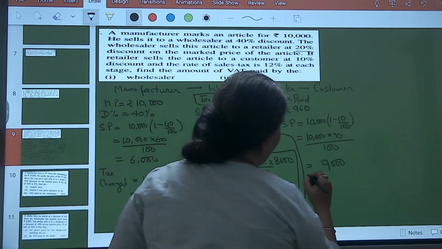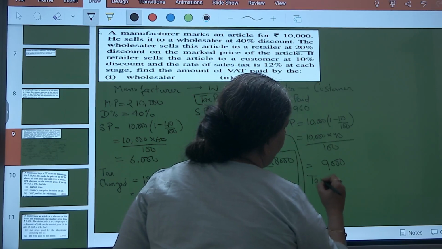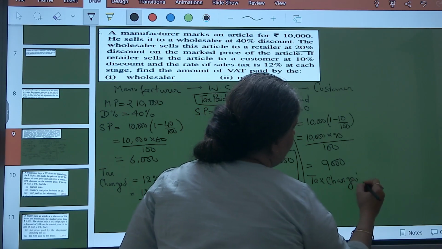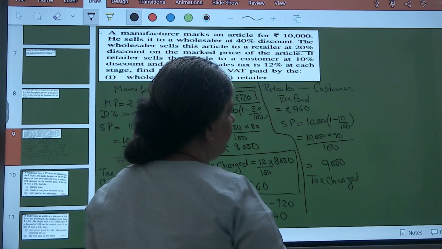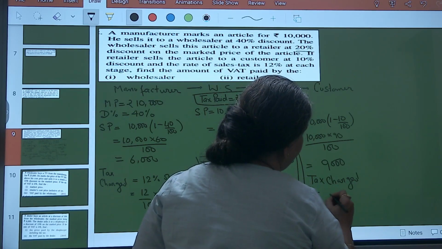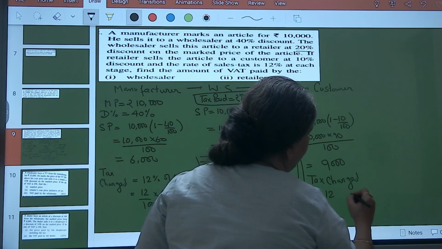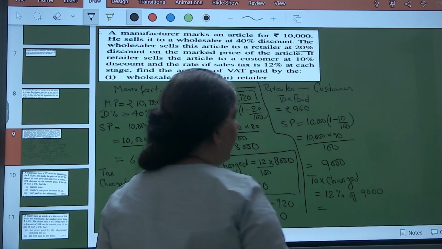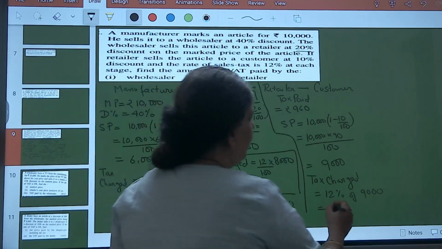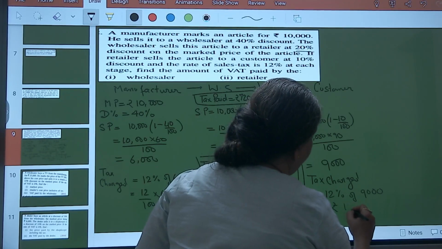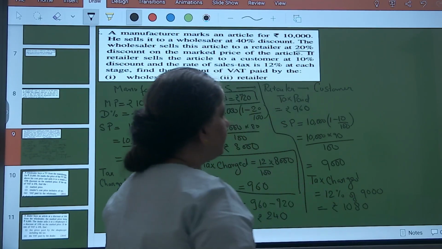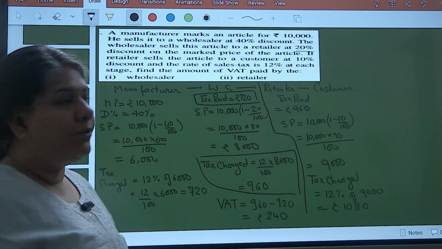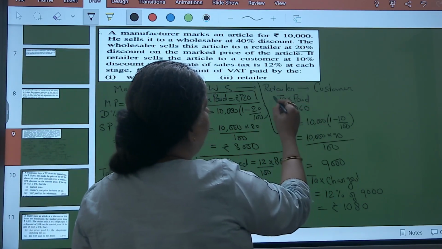So he'll charge the tax from the customer on this 9,000. So we'll find tax charged. Tax charged is 12% of 9,000. You solve this value, it will be rupee 1080. Now again the difference of tax charged and tax paid will give you VAT paid by the retailer.